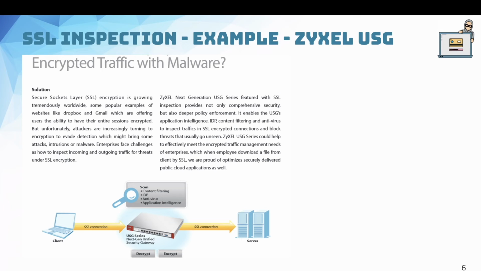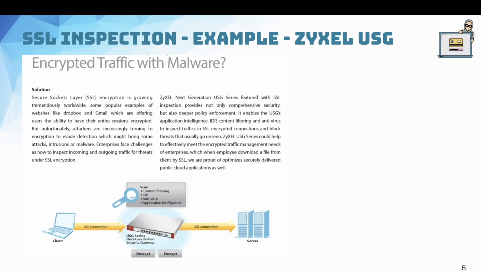If we talk about SSL inspection, here's an example of a Zyxel USG. And here we can see encrypted traffic with malware, question mark. The solution in this case is for the secure socket layer or SSL encryption. It is growing in the worldwide scene and some of the more popular examples of websites are Dropbox, Gmail, and they're offering users the ability to have their entire sessions encrypted.